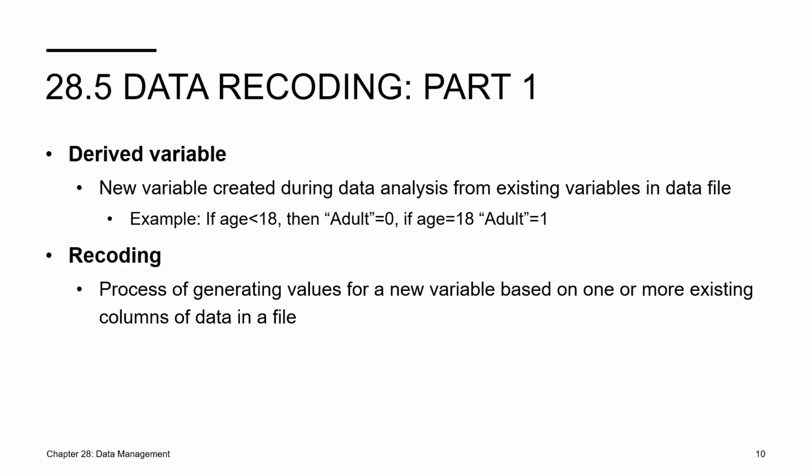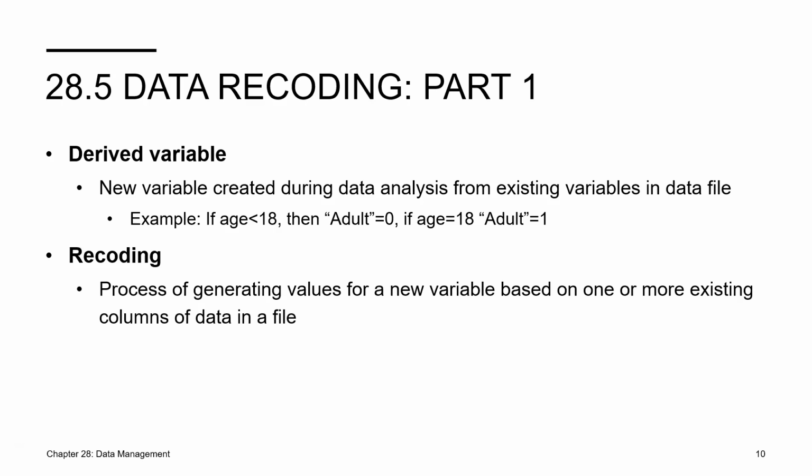So section 28.5 goes over data recoding. So a lot of times you will have your data up front and you need to recode it, whether it's combining it with other variables or say taking a continuous variable and creating different categories. So one is a derived variable, and this is a new variable that's created with the existing data in the file. So an example would be if you wanted to create a variable that says someone is an adult or someone is not an adult, but the only thing you have is age.